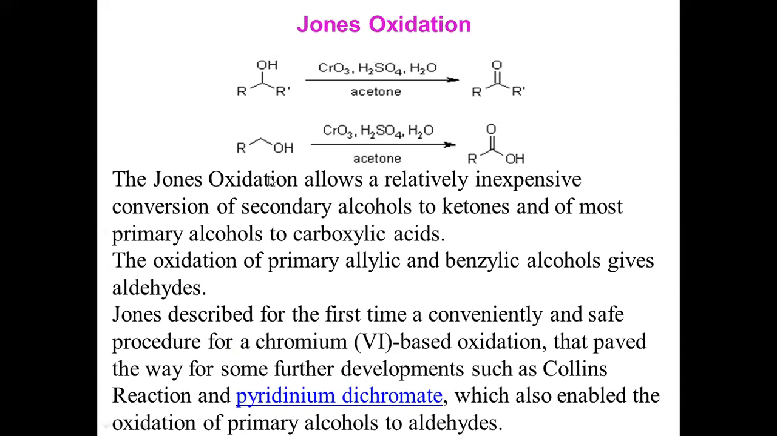Jones oxidation uses a mixture of chromium trioxide and sulfuric acid H2SO4. You can prepare this Jones reagent. This is called a Jones reagent. You can prepare Jones reagent by the addition of diluted sulfuric acid. Diluted sulfuric acid means you take an excess amount of water, and in that you add sulfuric acid.